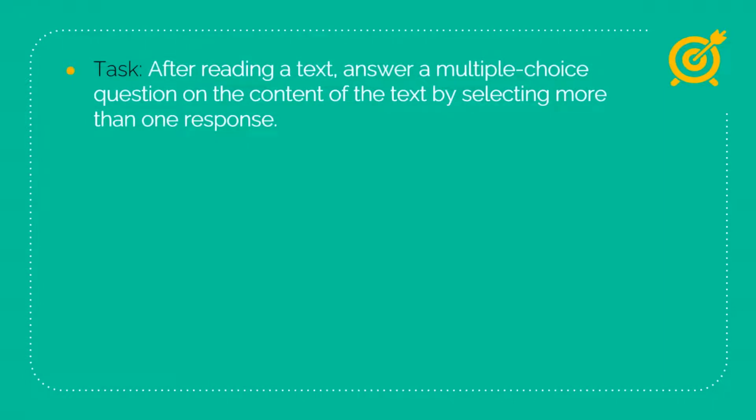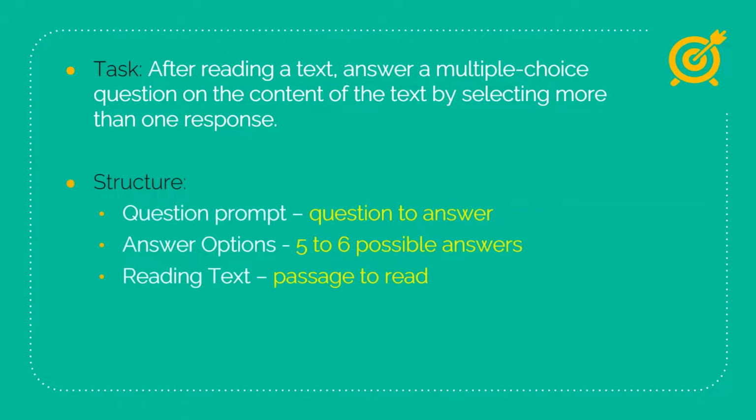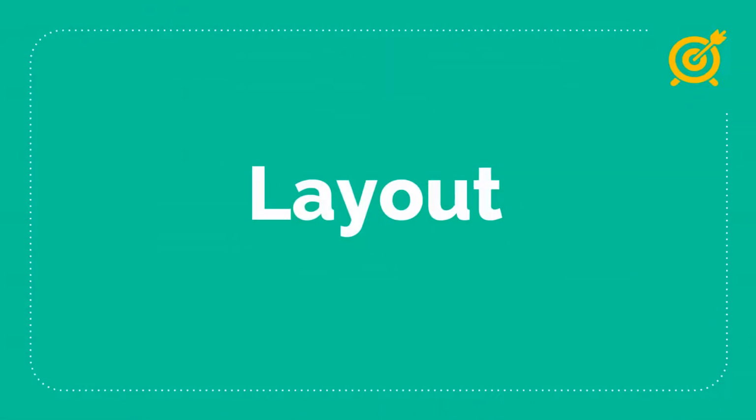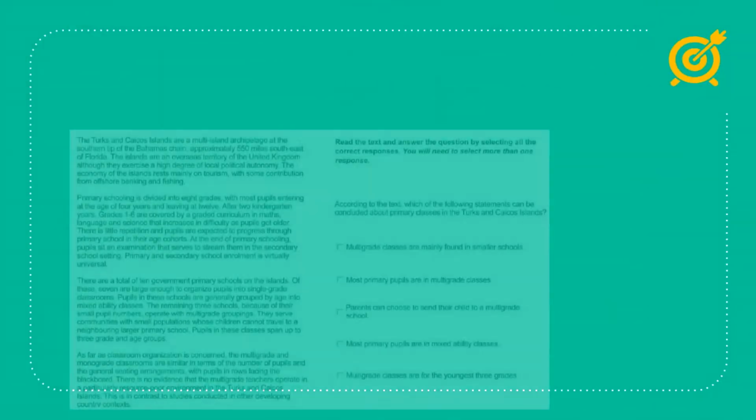To start with the overview, for reading multiple choice, choose multiple answer questions, you are presented with a text passage and a question prompt. You are expected to select multiple answers out of 5 to 6 possible answers after reading the passage. The PTE assesses your reading skills in these questions, and this task only contributes to your reading score. So let me show you quickly the question layout, how you see it in the actual exam.